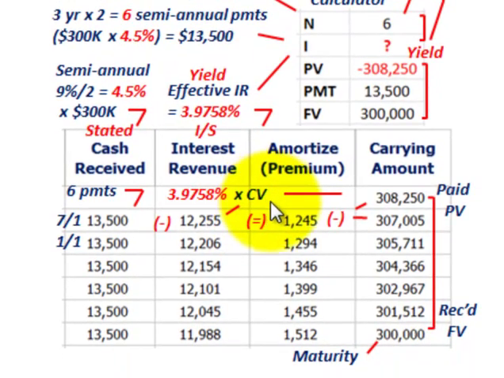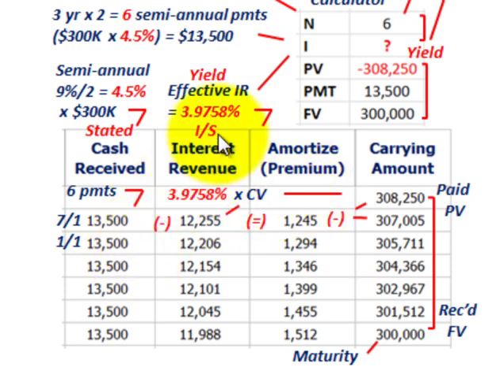And how you would amortize that is simply taking our amortization schedule, the same as our straight line, as far as setting up our carrying amount. We start out with $308,250. We amortize it down to the maturity value of $300,000. And then our cash receipts, those are the constants, same as straight line, $13,500 each period for those 6 semi-annual payments. But our interest revenue, this is how we go about calculating that.